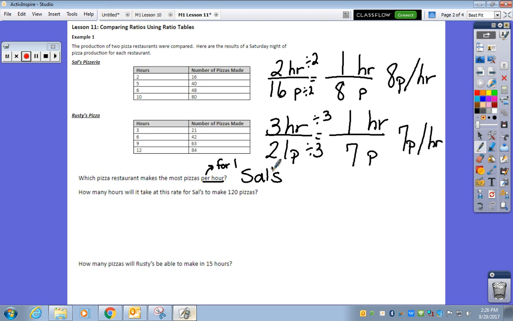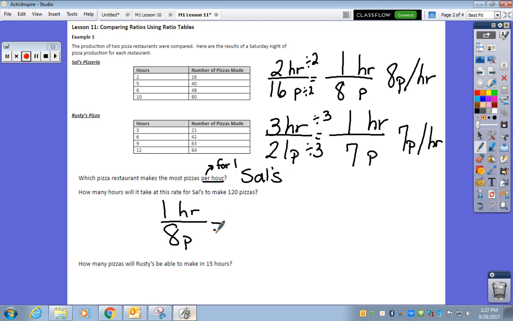Then it asks, how many hours will it take at this rate for Sal's to make 120 pizzas? If we look at Sal's Pizzeria's table, 120 is not there. Since it doesn't count consistently either, I can't just continue my table. So this is where I can use my equal fractions again, and I'm going to use it with that 1 to 8 value. So it was 1 hour is 8 pizzas.